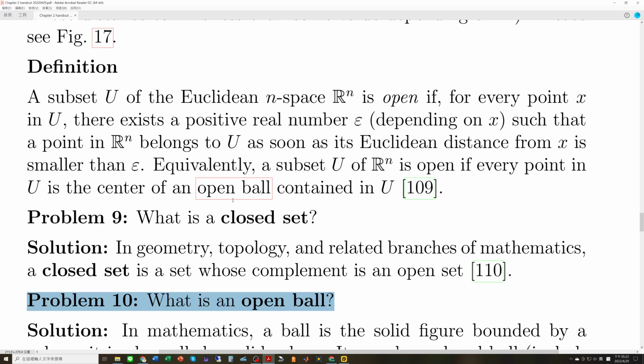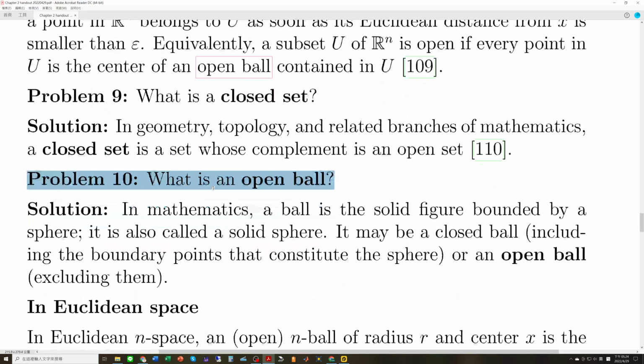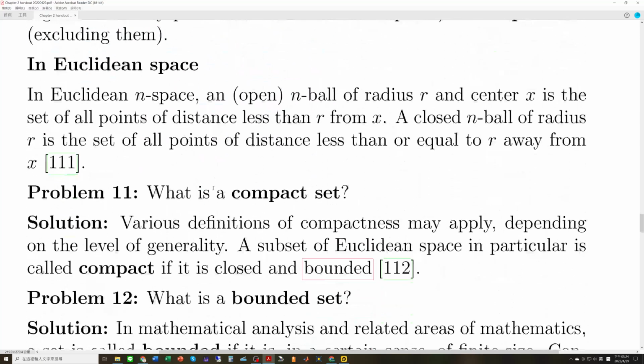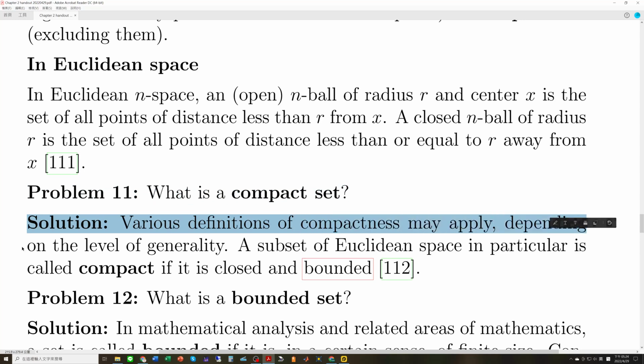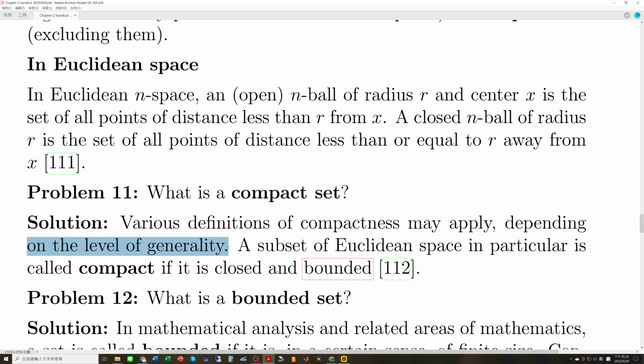And the first appearance of the open ball is here. Okay, so next, problem 11: what is a compact set? Solution: various definitions of compactness may apply depending on the level of generality. A subset of Euclidean space, in particular, is called compact if it is closed and bounded.